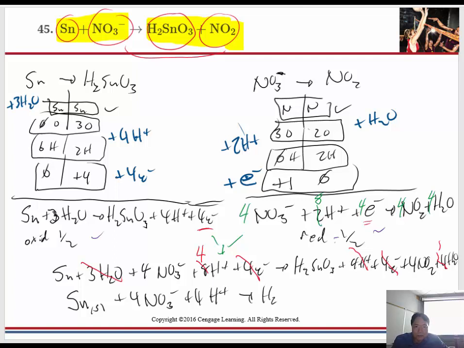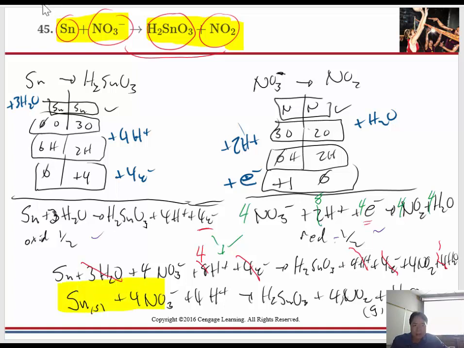yield H2SnO3 plus 4 NO2s plus an H2O. NO2 is a gas, brown gas. H2O is liquid. Everything else is aqueous except for tin.